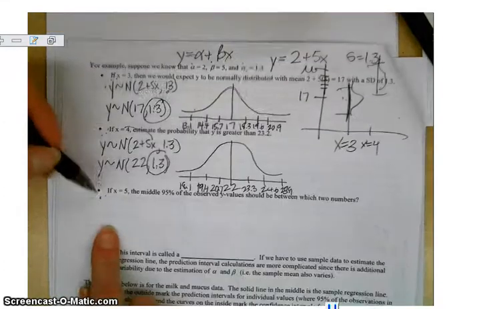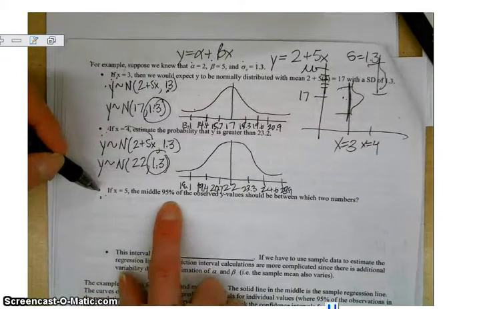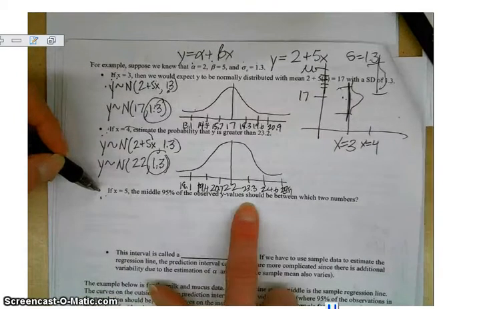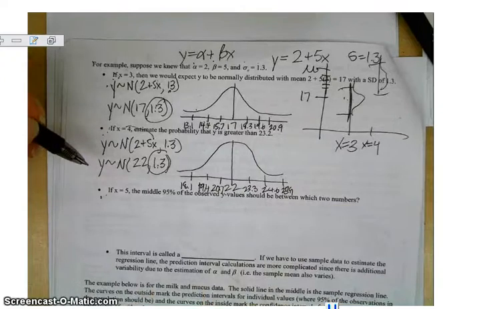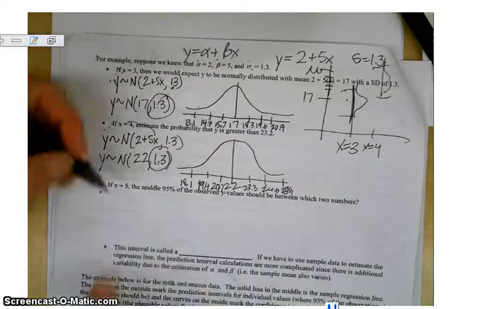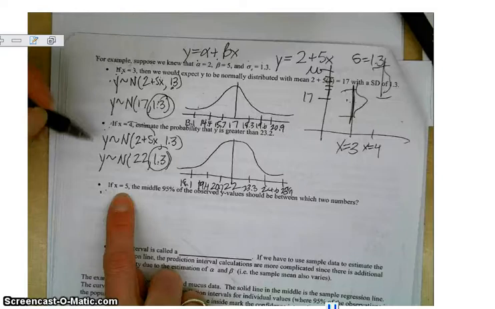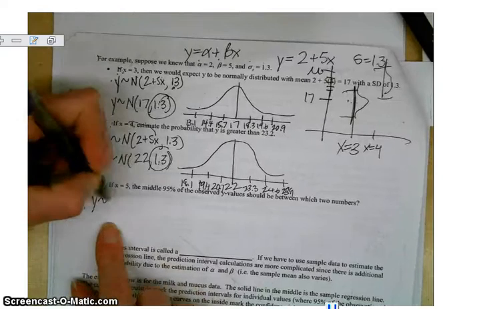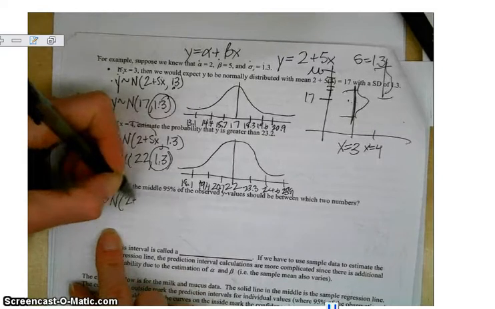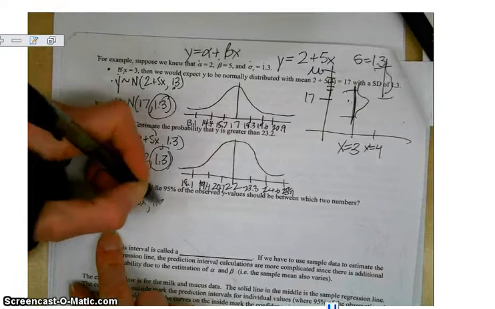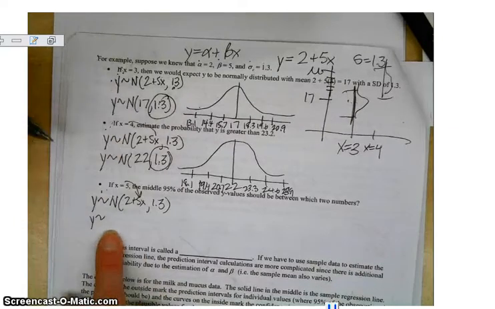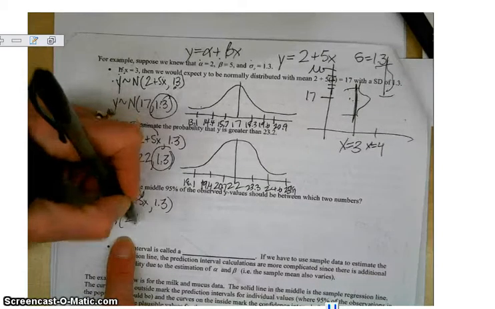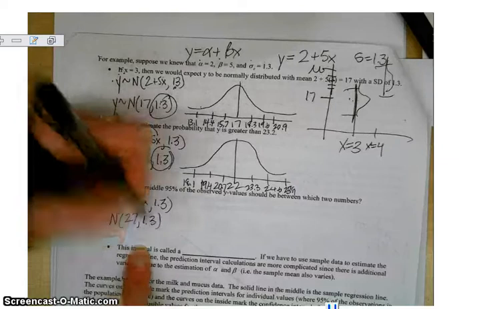So now we're going to look at this. If x is the middle 95% of the observed y values, what x values should they be between? So I'm going to start the same way. So y is approximately normal with a mean of 2 plus 5x, and my standard deviation is 1.3. So now when x is 5, put 5 in for x, what should the mean be here when x is 5? 27, and 1.3 is my standard deviation.